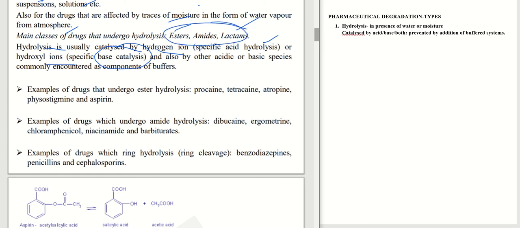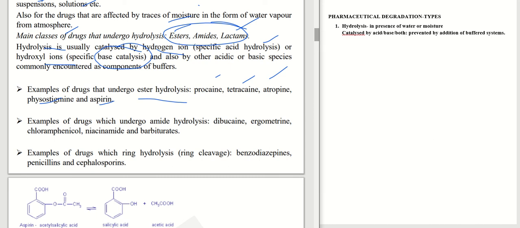Let us see the drugs that undergo ester hydrolysis, meaning the drugs which have an ester bond. Examples: procaine, tetracaine, atropine, physostigmine and aspirin. These are the drugs which have an ester bond in their chemical structure and they are prone to hydrolytic degradation.